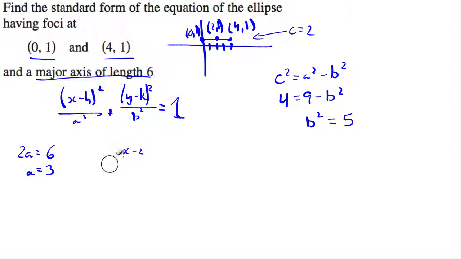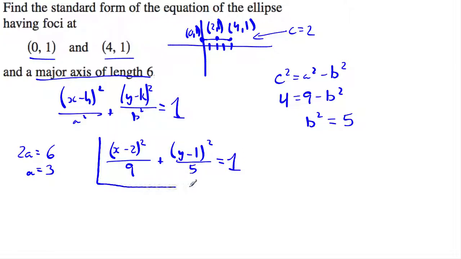Actually, let's fix this up. So we're going to have x minus 2 squared. A is going to be 3, so a squared is 9, plus y minus k, which is y minus 1 squared, over b squared. B squared we said was 5, and this equals 1. And there is our formula.